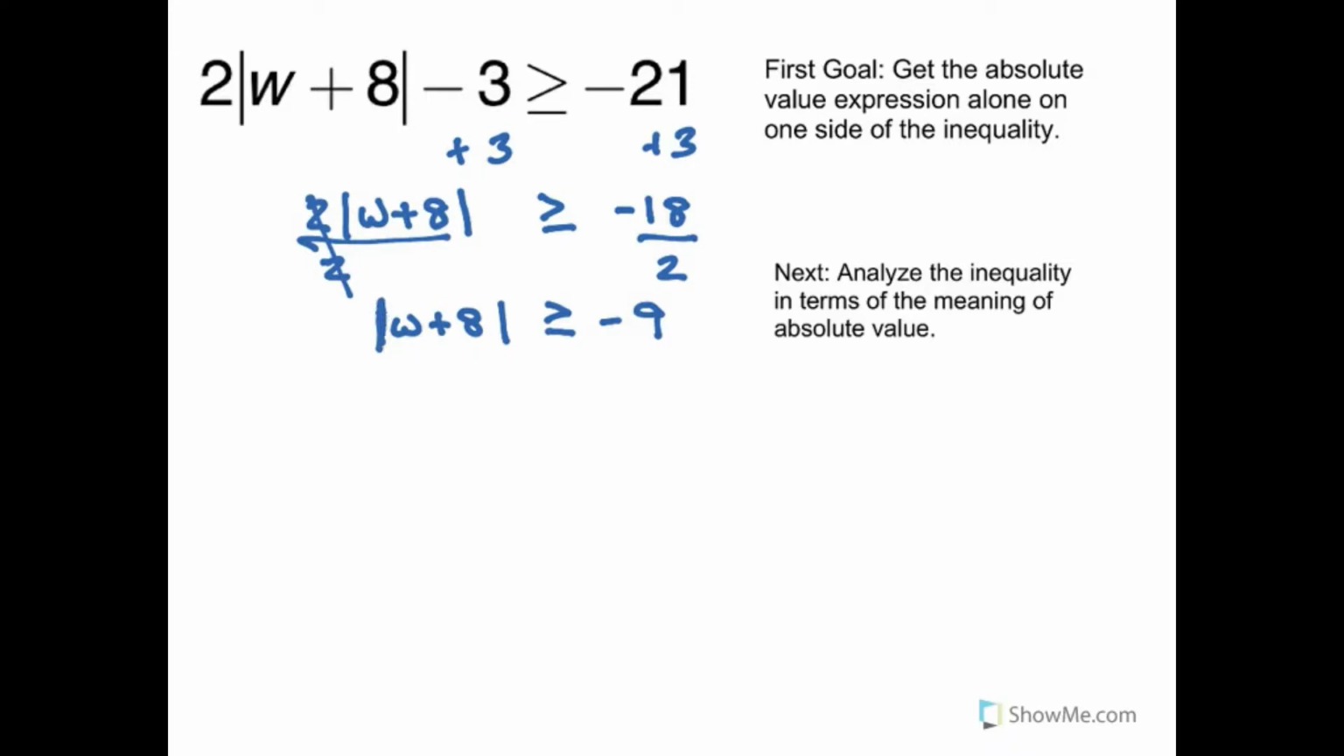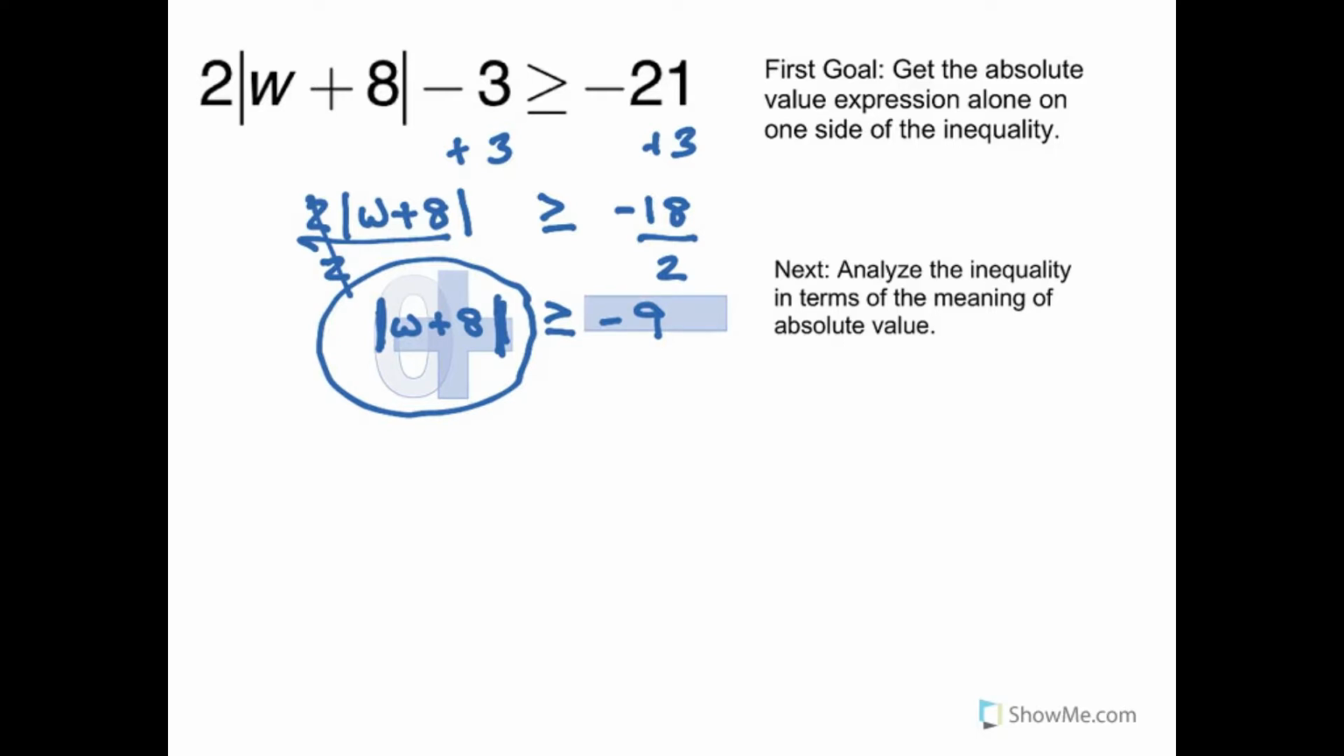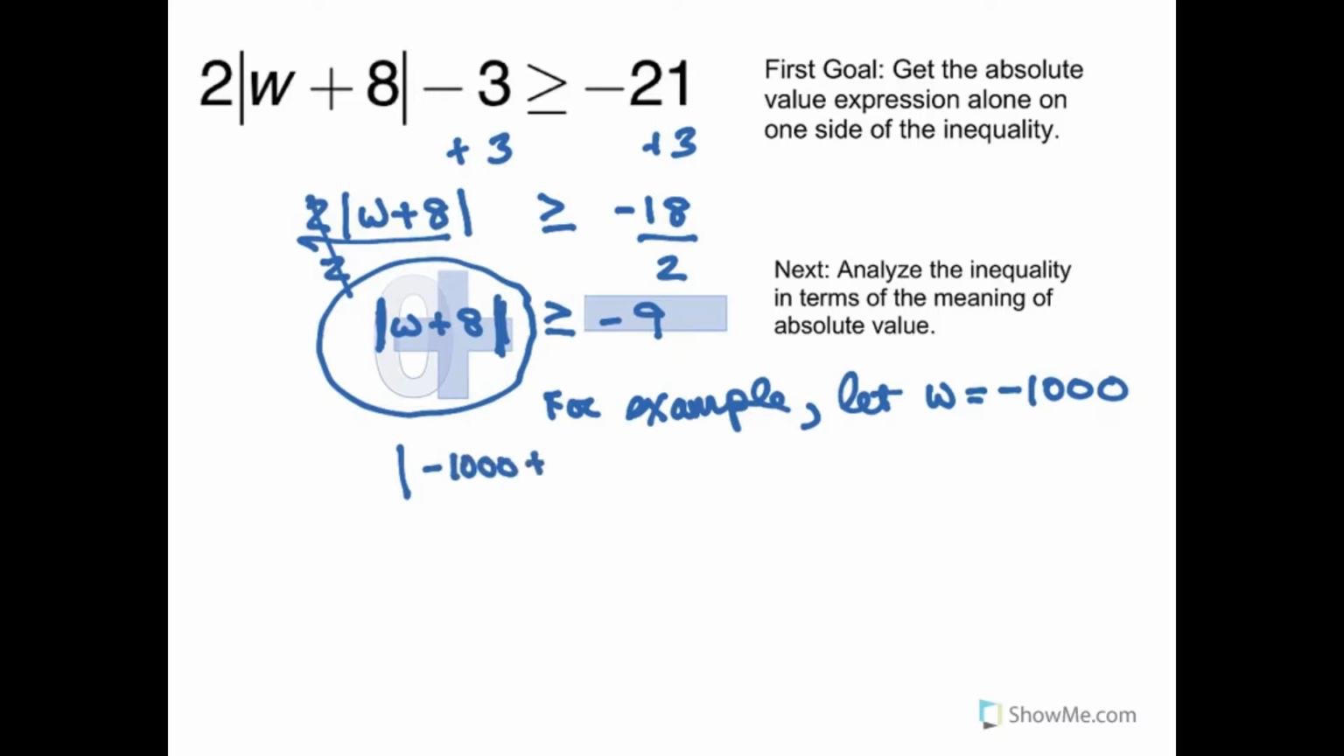Well, if you look at the absolute value of w plus 8, remember that absolute value is always 0 or positive. So what we have is that this expression, which is going to be 0 or positive, is greater than or equal to a negative number. Well, a positive number is always greater than a negative number. For example, even if w is negative 1,000, when we put negative 1,000 plus 8 in the absolute value, it becomes negative 992, but the absolute value of that is positive.